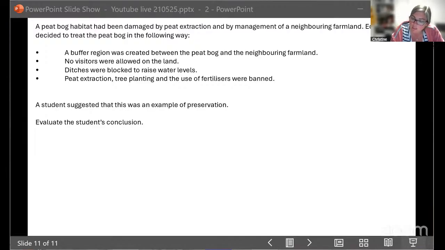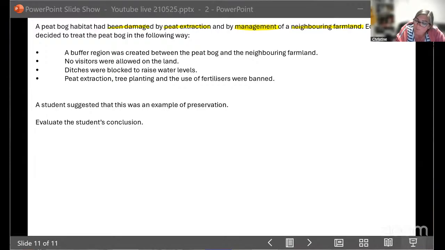Right. A peat bog habitat has been damaged by peat extraction and by management of a neighbouring farmland. So we've got neighbouring farmland that's been managed. We've also damaged it by removing the peat because it's probably going to be burnt. Ecologists decided to treat the peat bog in the following way.